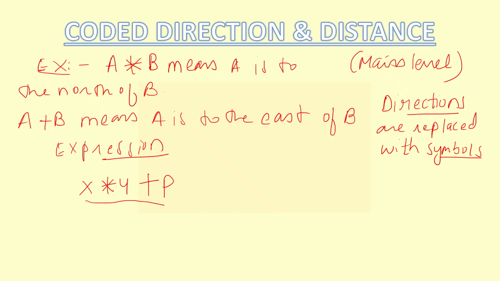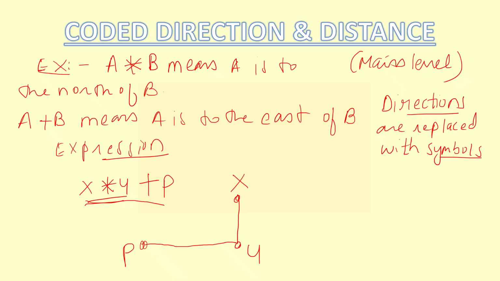Now, X star Y means what? X star Y means X is to the north of Y. Next, Y plus P means Y is to the east of P. Y should be in the east of P. So this is the diagram.